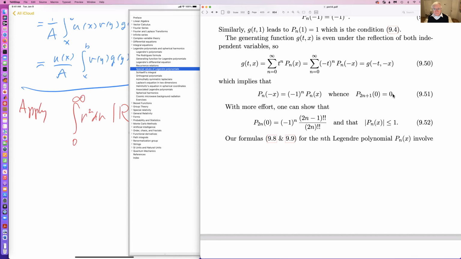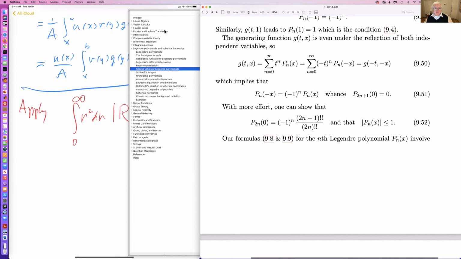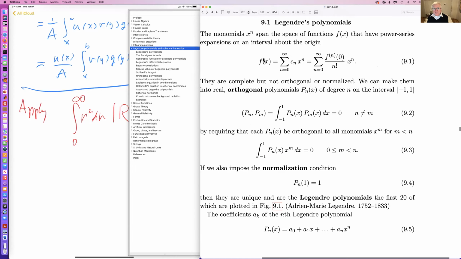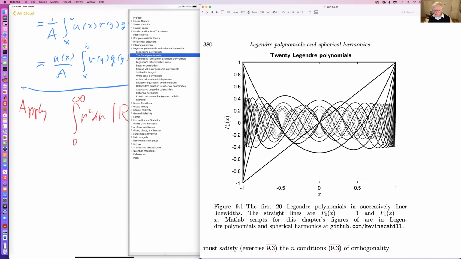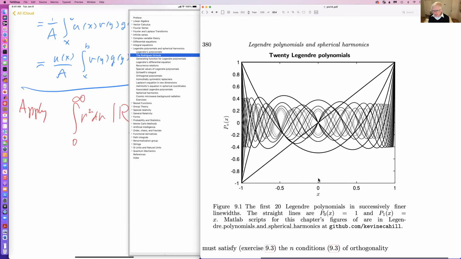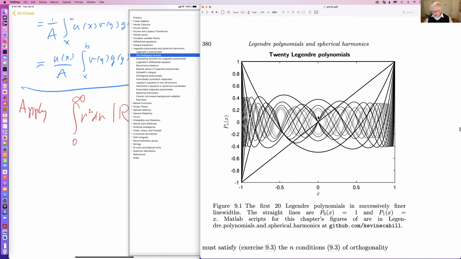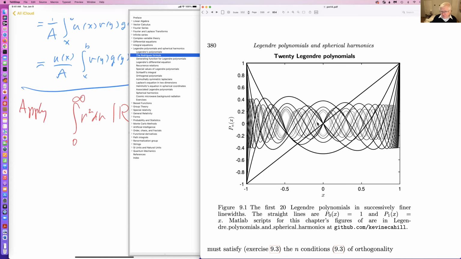I guess maybe it's worthwhile looking at that again. So you see here that the odd Legendre polynomials vanish at x equals 0. That's why there are half of them, 10 or 11 actually in this particular case, that go through the value 0 here, the origin in this plane.